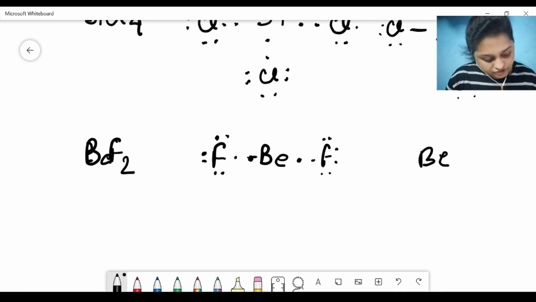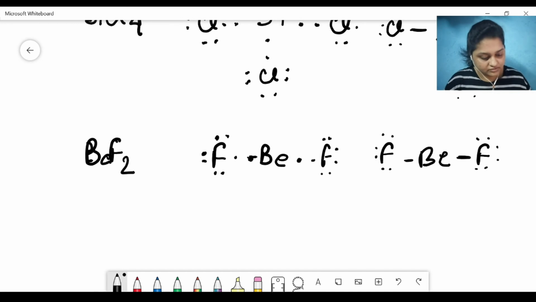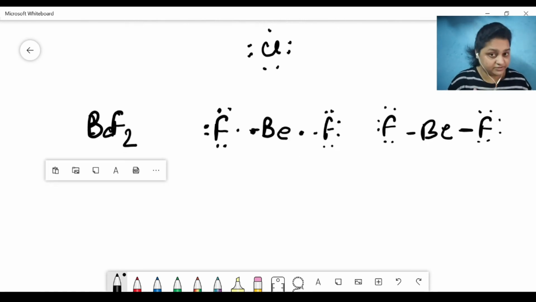So the Lewis dot structure will look like this. Each fluorine comprises 3 lone pairs and 1 bond pair, a total of 8 electrons, and beryllium has 4 electrons and does not have a filled octet, but still this is a stable molecule.